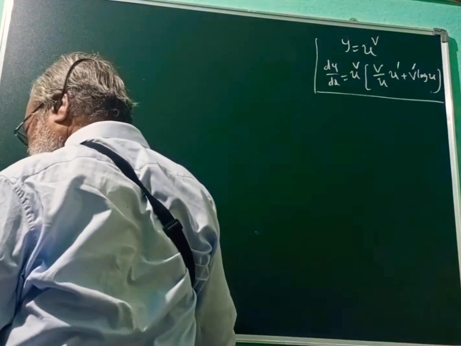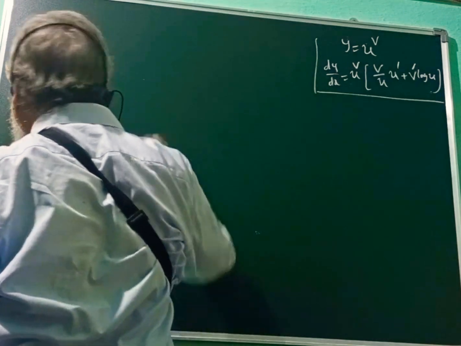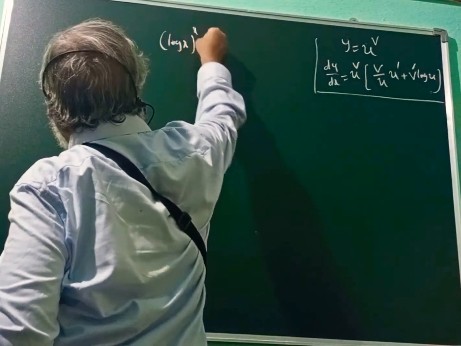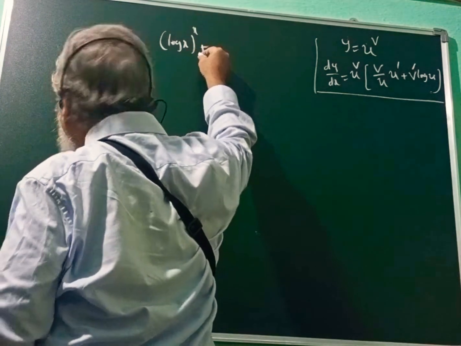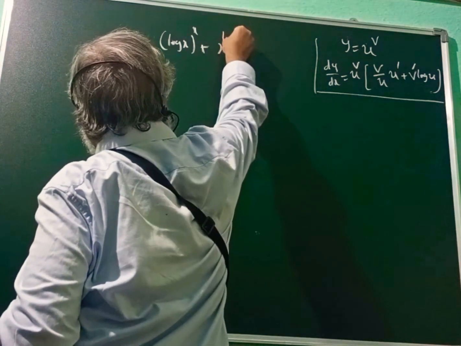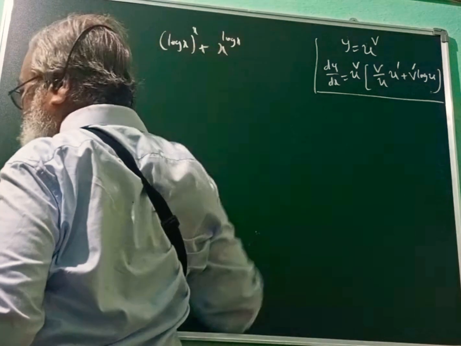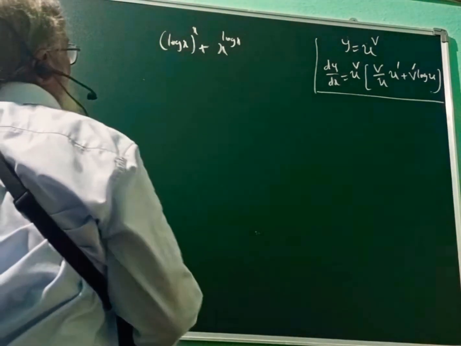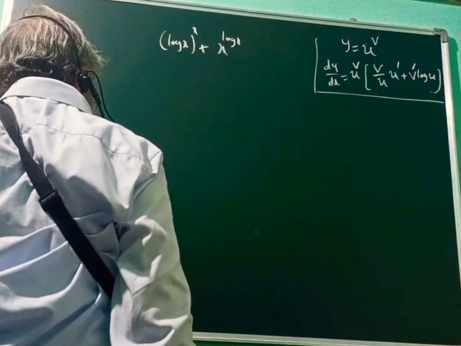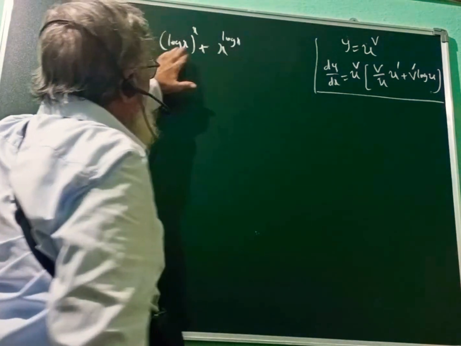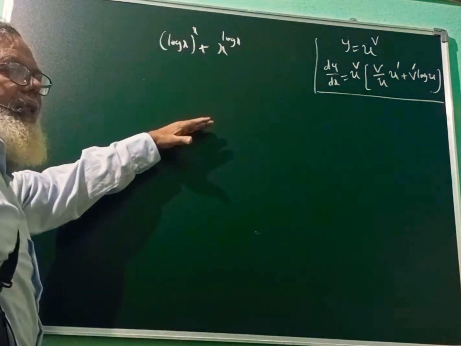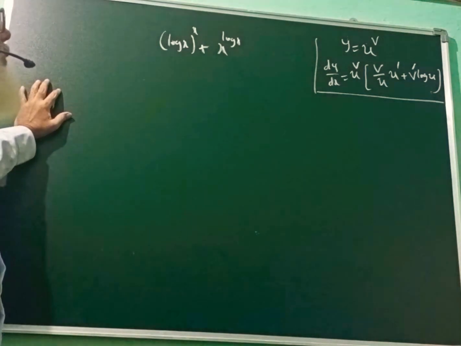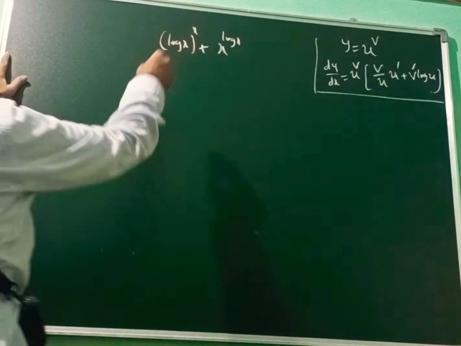Differentiate log x raised to x plus x raised to log x with respect to x. We see that this problem you can solve by taking u equal to this, v equal to this, and applying log, and in the last adding the answers. Otherwise, by application of the formula in a single step we can solve it.